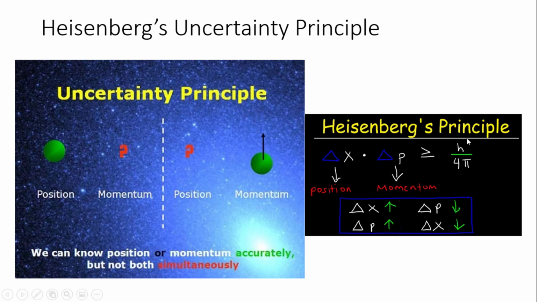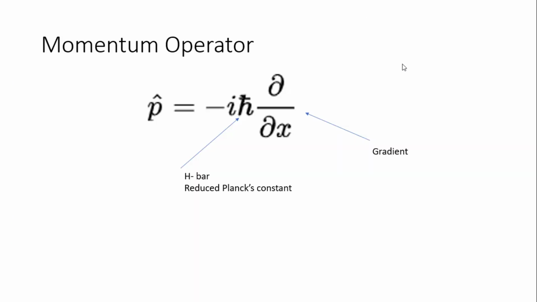You're going to see h several times today. That's Planck's constant. But again, these are uncertainty in position. The greater this goes up, then this has to go down, and the greater this goes down, this goes up. That is Heisenberg's uncertainty principle.